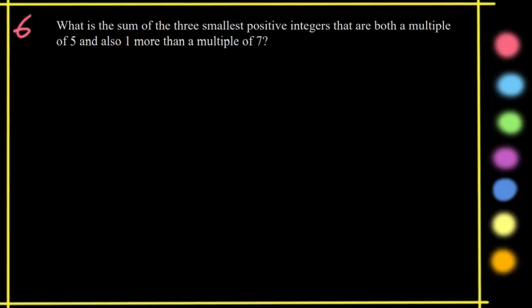That's the answer there. Let's go on to number 6. What is the sum of the three smallest positive integers that are both a multiple of 5 and also one more than a multiple of 7?